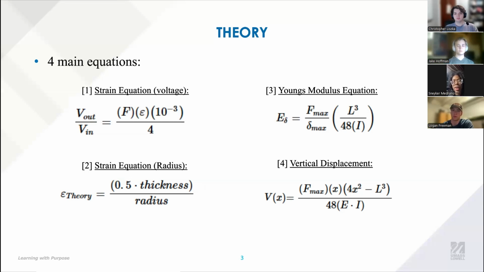Young's modulus equation. This equation calculates Young's modulus, a measure of material stiffness, using the beam's deflection under a maximum load. And the vertical displacement equation. This gives the vertical displacement of the beam at any point x, showing how the beam bends under a load depending on its length, stiffness, and moment of inertia.